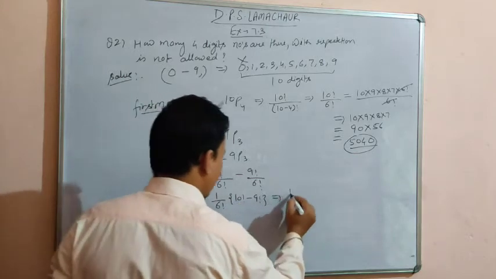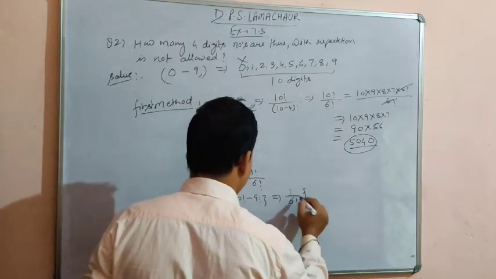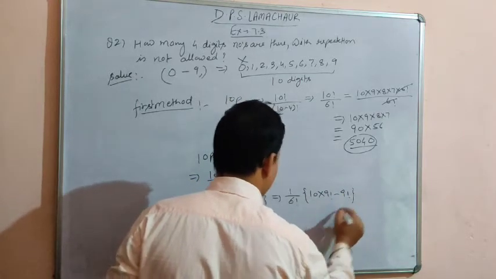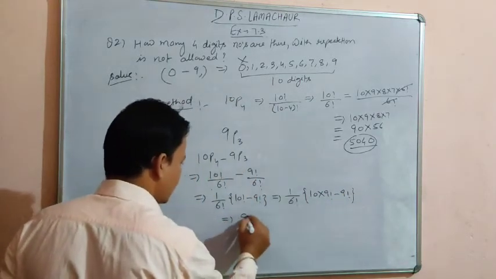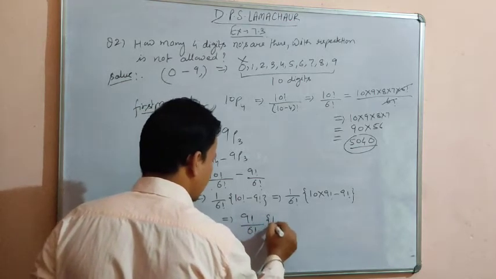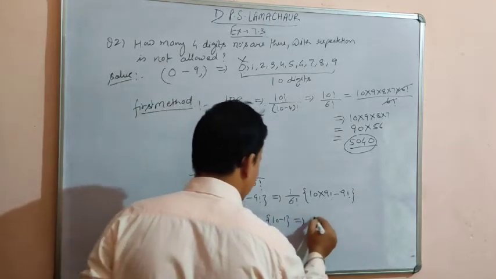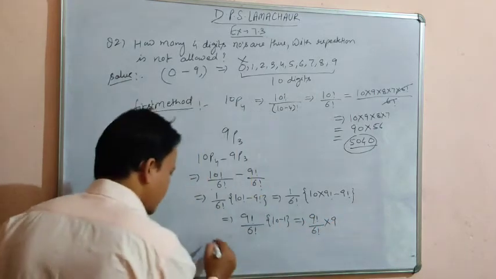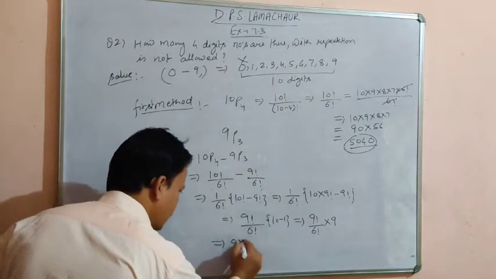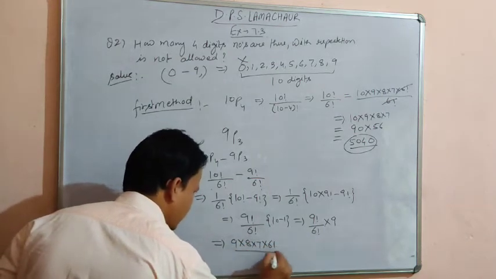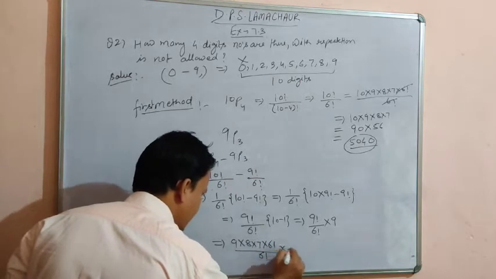So 10 factorial, 1 upon 6 factorial, and 10 factorial is 10 into 9 factorial, minus 9 factorial, taking 9 factorial out common, divided by 6 factorial, and within the bracket 10 minus 1, that is 9 factorial upon 6 factorial into 10 minus 1, 9. Now solve it, beta. 9 into 8 into 7 into 6 factorial divided by 6 factorial multiplied by 9.